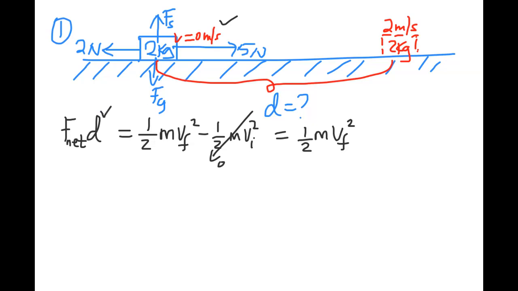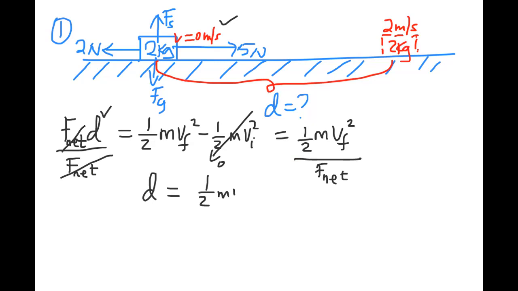So I will divide both sides by the net force, so you can only remain with distance. This cancels with this. So the distance traveled will be 1/2 mass times velocity squared, divided by the net force.